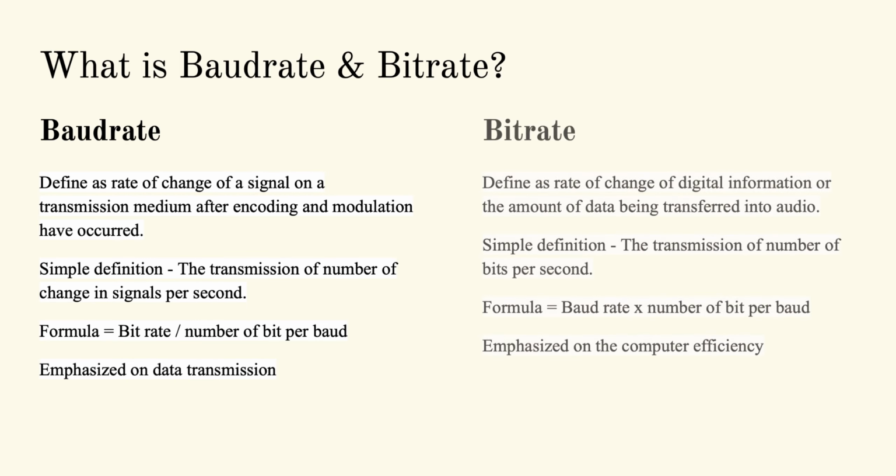And bit rate is defined as the rate of change of digital information, the amount of data being transferred. A simple definition is the number of bits per second. The formula is the opposite: baud rate multiplied by number of bits per baud. But bit rate emphasizes computer efficiency.